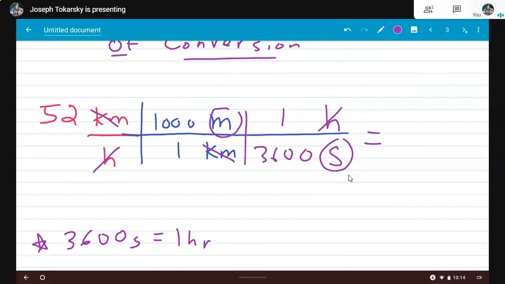So 52 times 1,000 up top, which is just going to be 52,000. And there's only 3,600 on the bottom other than 1, so that's divided by 3,600. And that'll be 14.4 meters per second.